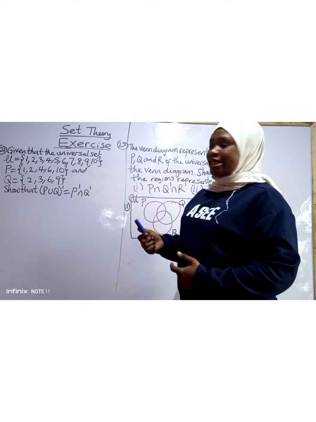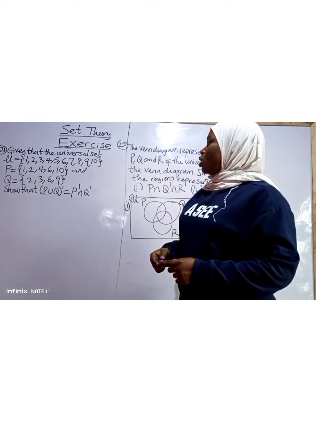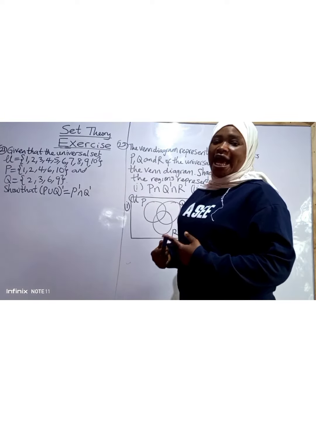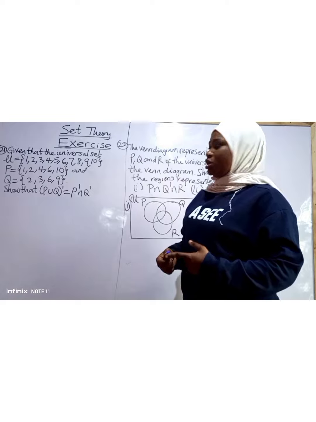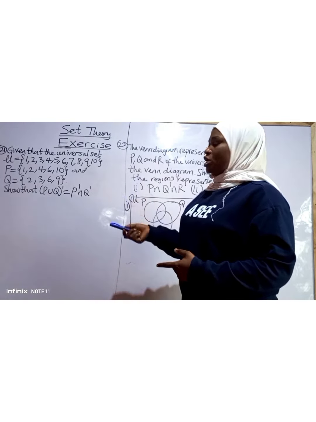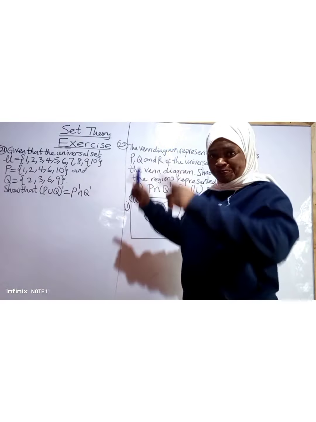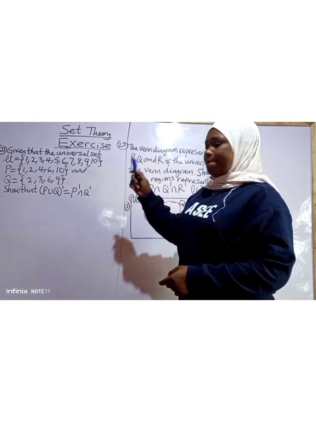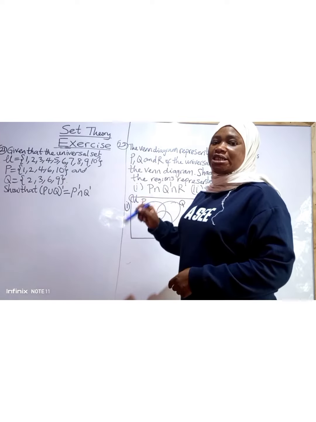Question 21 says, given that the universal set is equal to 1, 2, 3, 4, 5, 6, 7, 8, 9, 10, set P is equal to 1, 2, 4, 6, 10, and set Q is equal to 2, 3, 6, and 9. Show that (P union Q) prime is equal to P prime intersect Q prime.